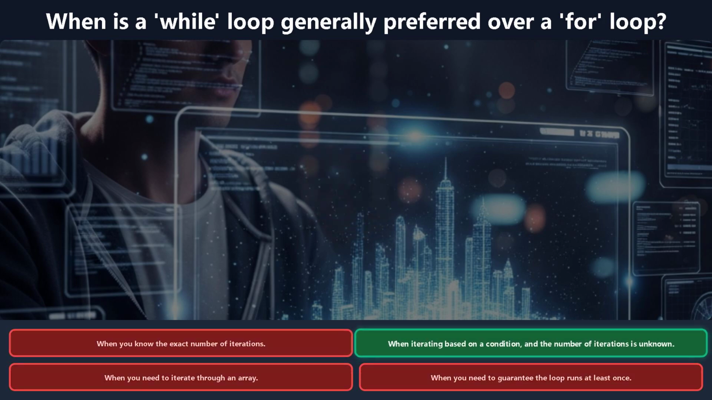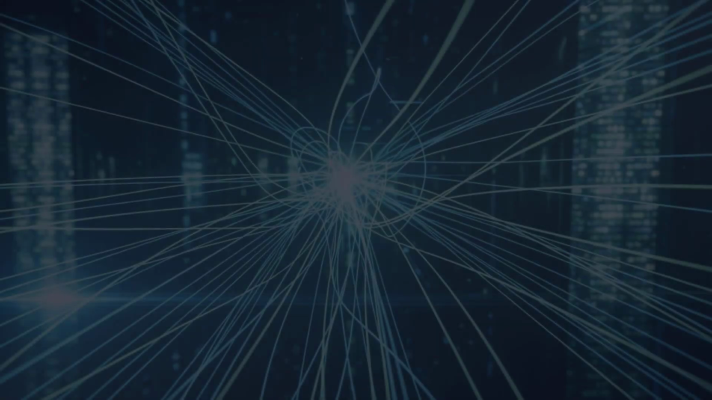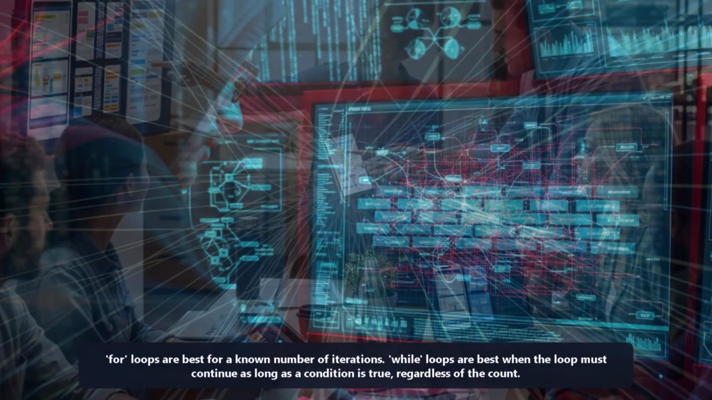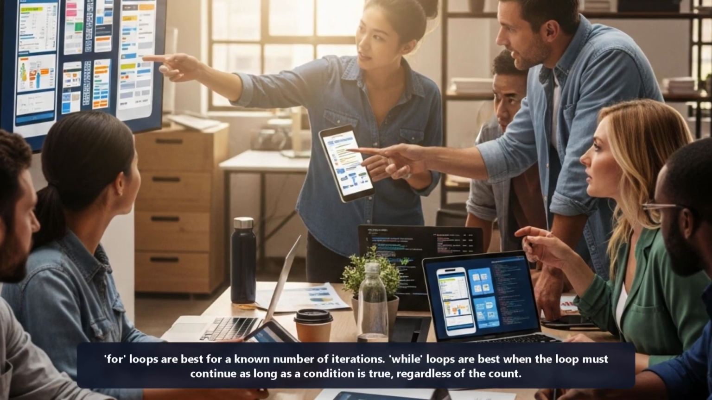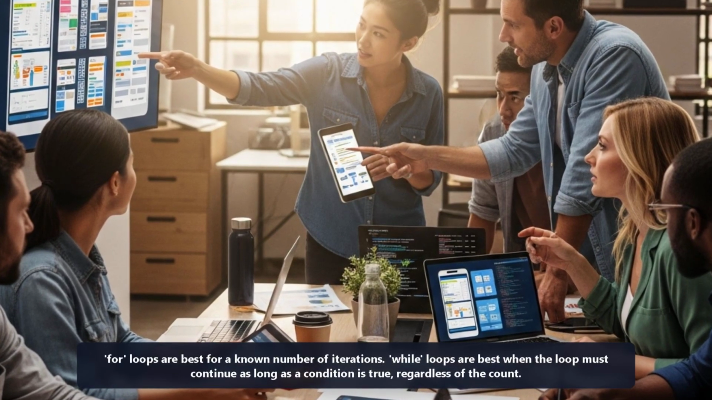When iterating based on a condition, and the number of iterations is unknown. For loops are best for a known number of iterations. While loops are best when the loop must continue as long as a condition is true, regardless of the count.